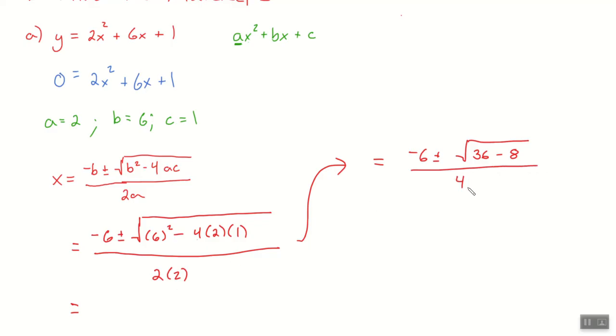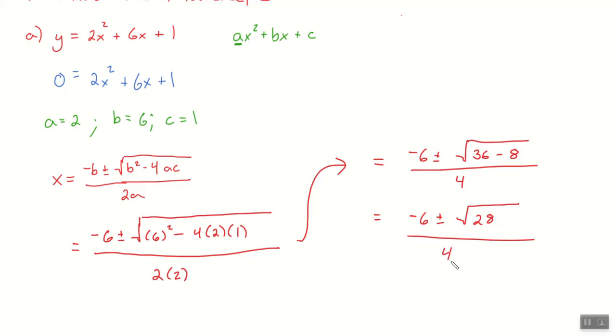Do we stop here? No. We are going to keep going until we can't go any further. Now, that requires us to simplify fractions in the end. It requires us to simplify radicals as needed. But let's take one more step forward in this. And let's see here. Equals negative 6 plus or minus, what's 36 minus 8? 28. And that's still all over 4.